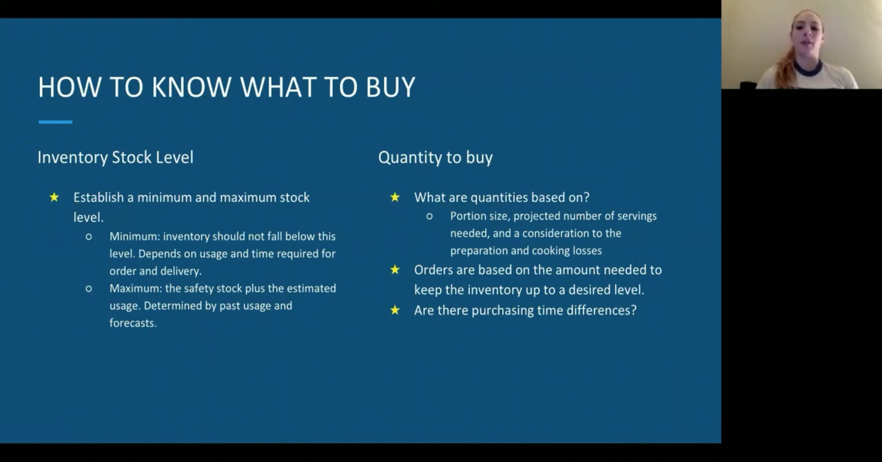Orders are based on the amount needed to keep the inventory up to a desired level. When purchasing foods, products such as milk, bread, and other perishables are ordered and delivered daily or several times a week, while canned foods are purchased less often.